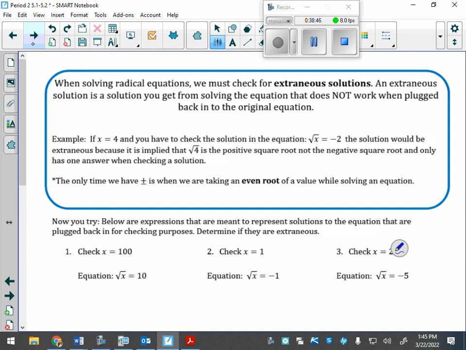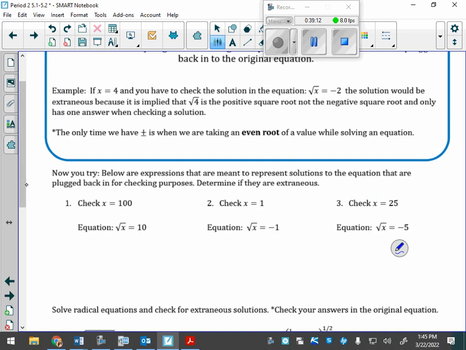So why do we check for extraneous solutions? Well, you might get 2 possible answers. One might work, both might work, or neither, okay? It's just how it pans out, okay? When you're checking these solutions, you're plugging it back into the original equation.